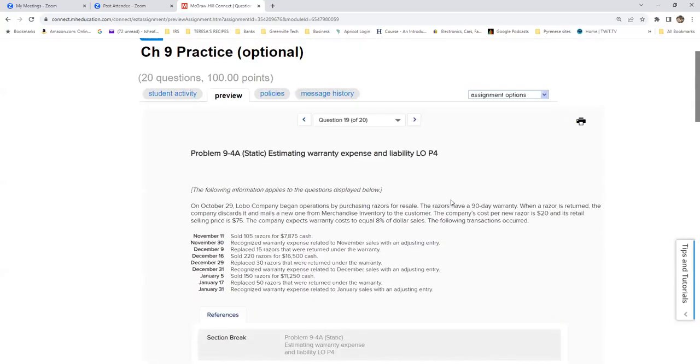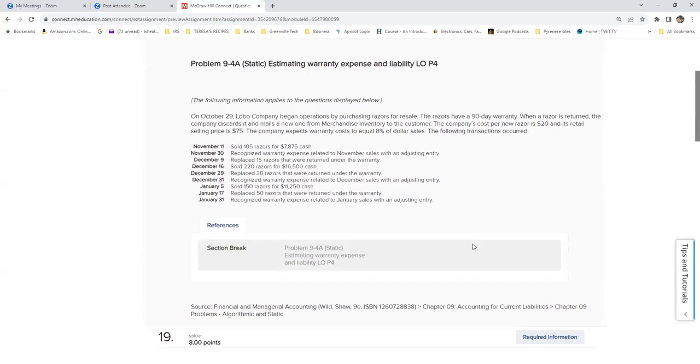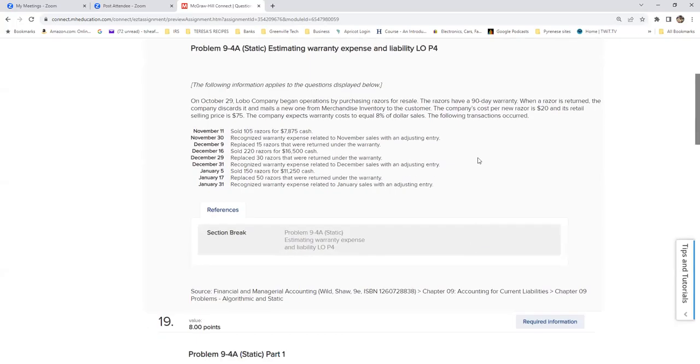But these aren't going to be the same numbers now, right? Just keep that in mind. So if you plug in the same numbers, you're going to get them all wrong. So again, take it one step at a time.